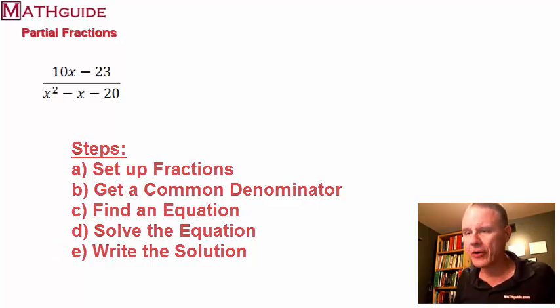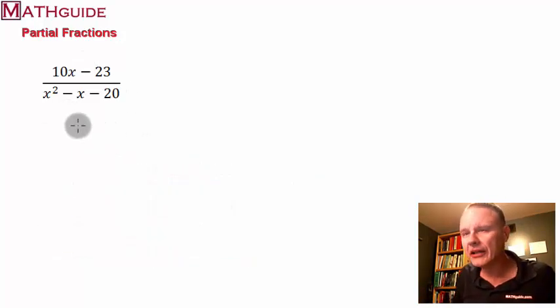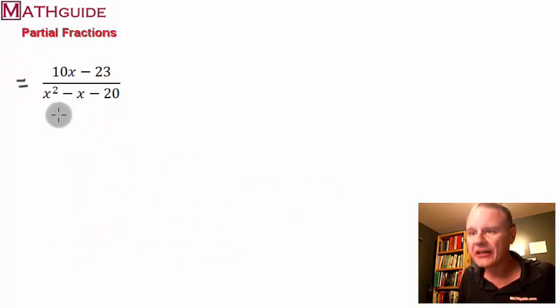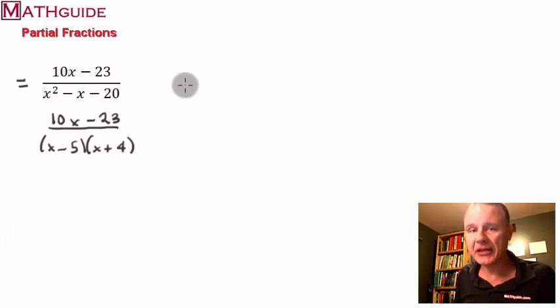So for this problem, in order to really dig in, we're going to have to factor the denominator. The numerator is fine just the way it is. I'm going to attack this denominator. I'm going to factor this as x times x is x squared. And we know, of course, that minus 5 and plus 4 multiply to negative 20 and add up to negative 1. So that factors there.